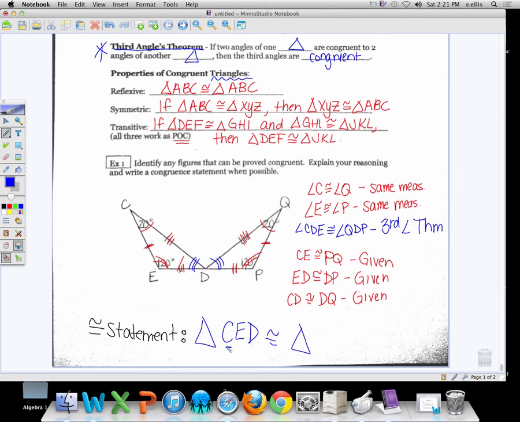If I start with the letter C, angle C here is congruent to angle Q. So my congruent statement will start with Q. My middle letter is E. E was 120 degrees. P was 120 degrees. So P is my next letter. And then we meet at D in the middle. So D will be my last letter. Triangle CED is congruent to triangle QPD. Congruent statements, again, you need to have all of your angles, segments, etc. match up. Be very careful with that.